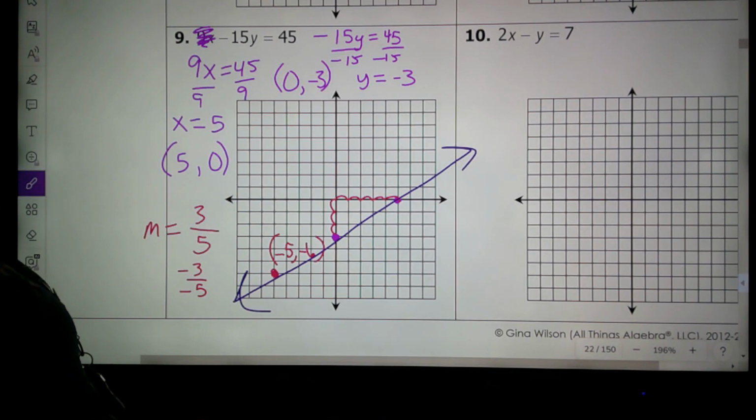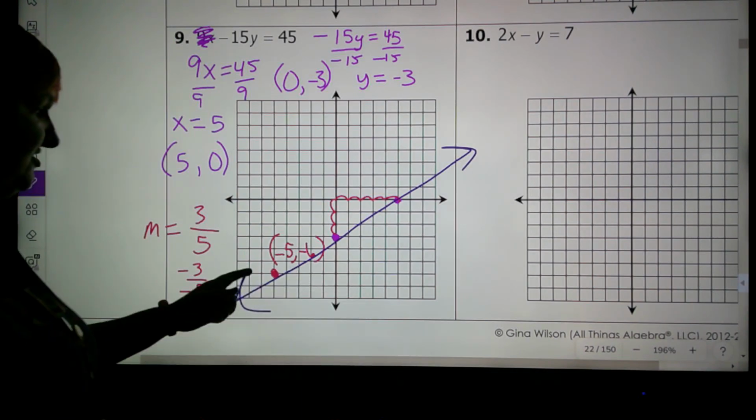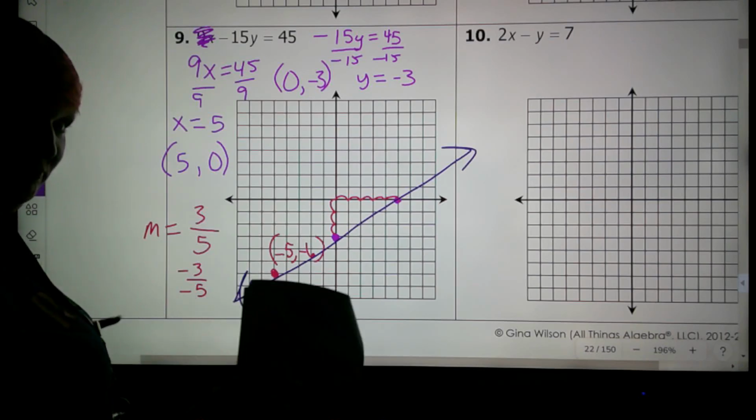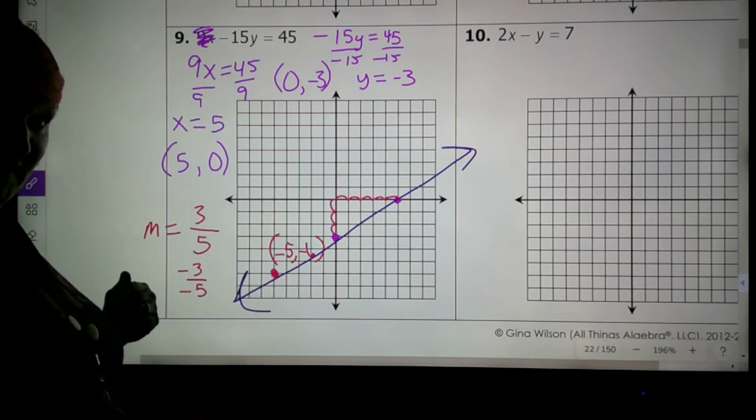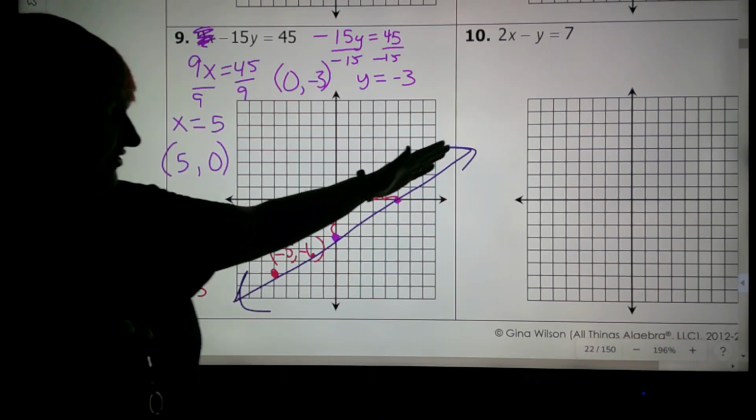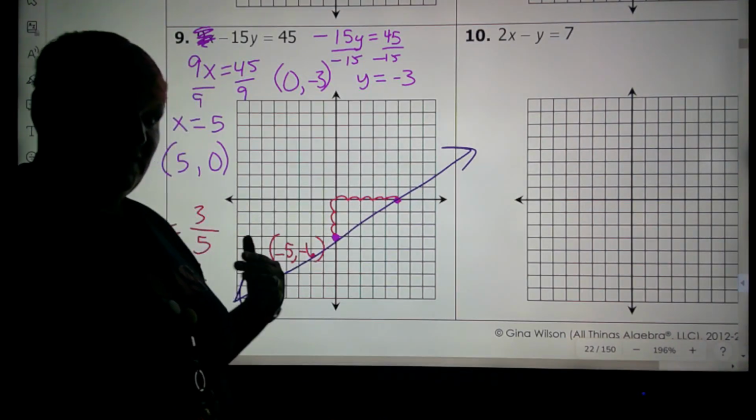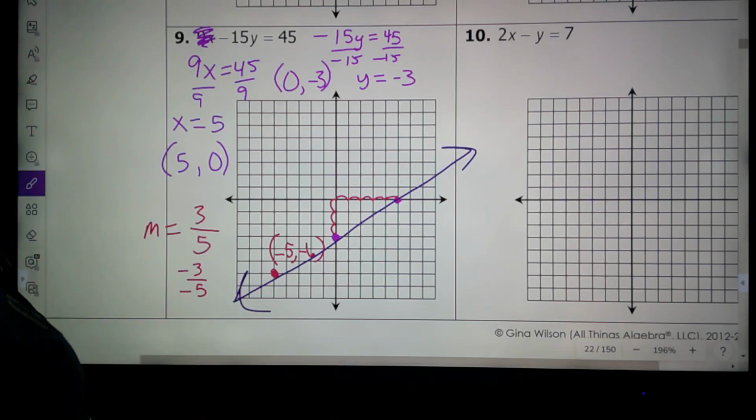Make sure you put the line through the points, not just to the end of the points. It has to go through the points, and put an arrow on the end, because that tells me that the line continues on.